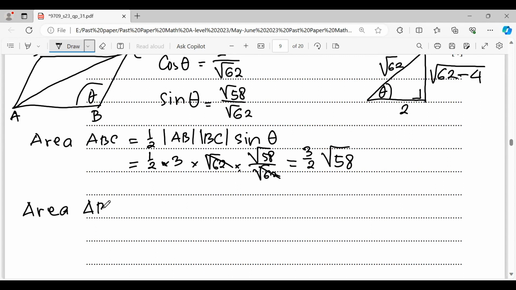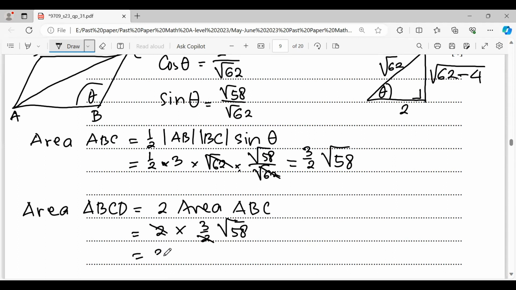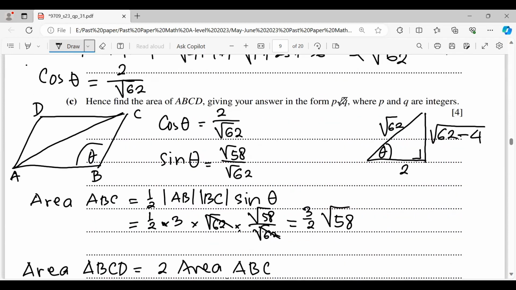So how about area of the parallelogram? Area ABCD equals 2 times area of triangle ABC. It means 2 times 3/2 square root 58. It is 3 square root 58, which is in this form.